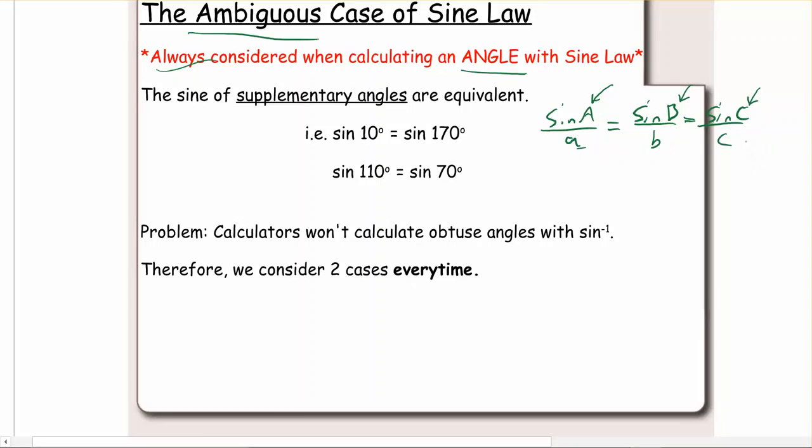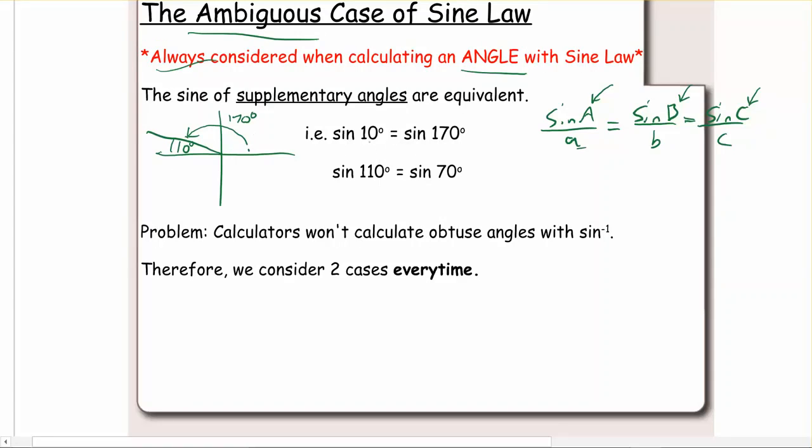Okay. So right here it says the sines of supplementary angles are equivalent. That's kind of the whole ambiguous part of this. What I mean by that is if we drew this, and let's say we had an angle of 10 degrees. Well, if you put 10 degrees in your calculator, that's going to be the same as if you put in 170 degrees. Your calculator is going to think it's the same thing, right? The ratio is the same.